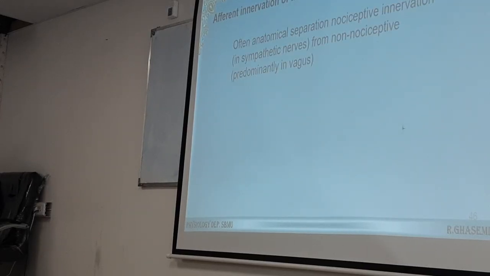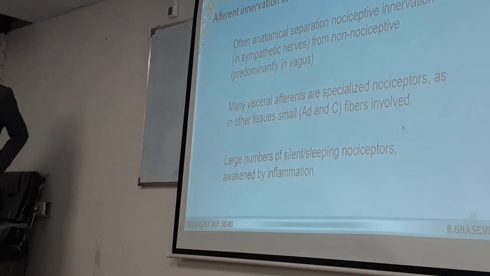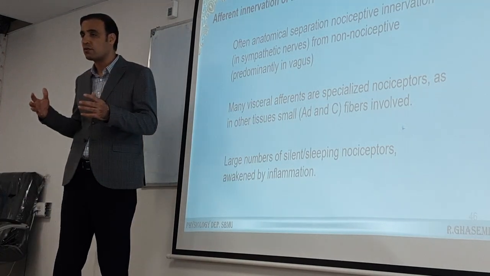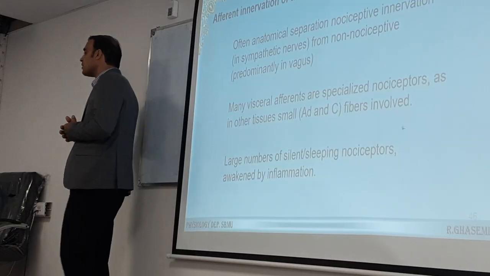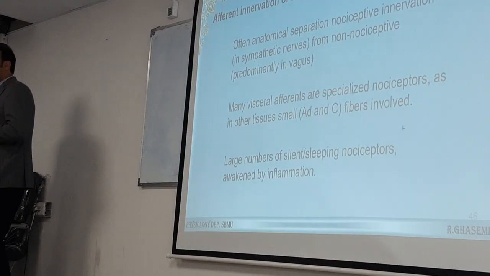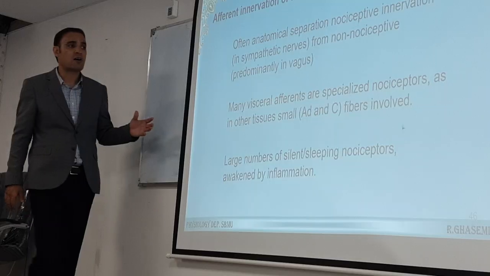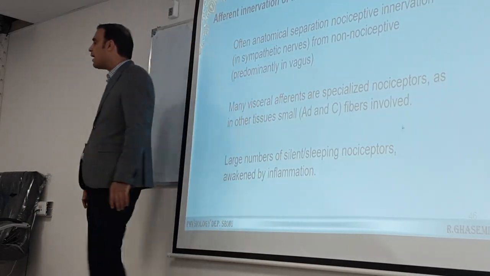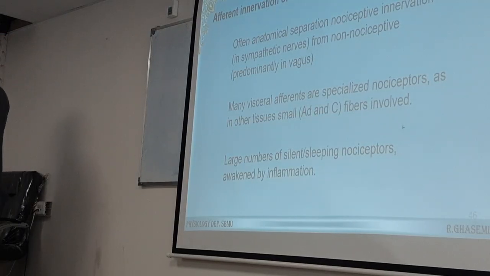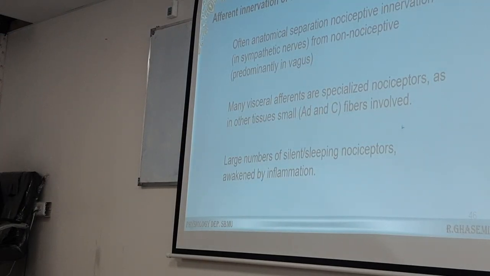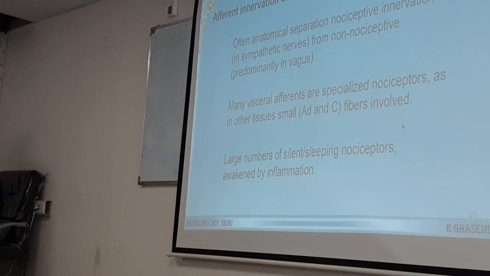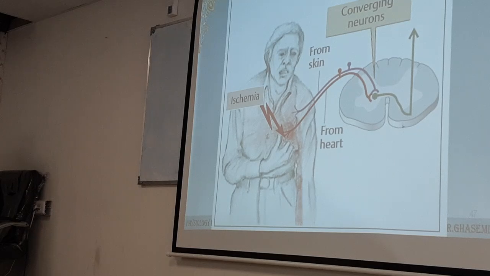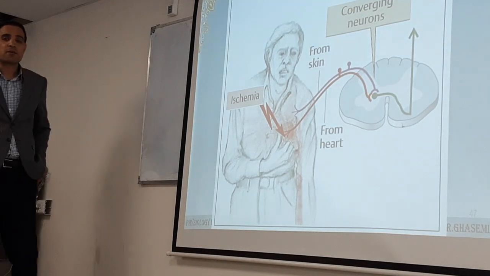Okay. Now you know that pain in the viscera comes to the spinal cord. When they come to the spinal cord, the visceral afferents are the A-delta and C fibers, and a large number of these receptors are not active normally. They are activated only when there is an inflammation and also when there is a problem.